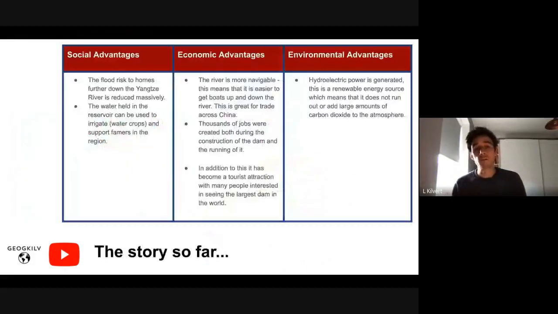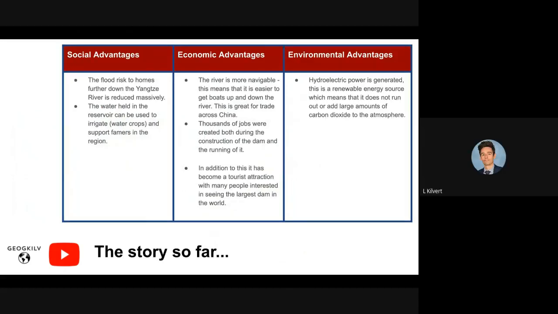So just to recap the story so far, we've looked at the advantages, and you've created a grid which looks very similar to the grid that's up on the screen right now, where you have the social advantages. We had things like the reduced risk of flooding. We talked about how we could use the water from the reservoir to irrigate or water crops. We talked about the economic advantages, how building the dam makes the river more navigable for boats, which means that it's easier for trade to make more money across China. We talked about the jobs that are created as a consequence of the dam. And we also started talking about how the dam has become a tourist attraction, perhaps for geeks like me that like going to a big infrastructure project when they're on holiday.